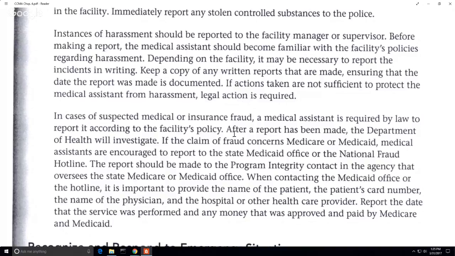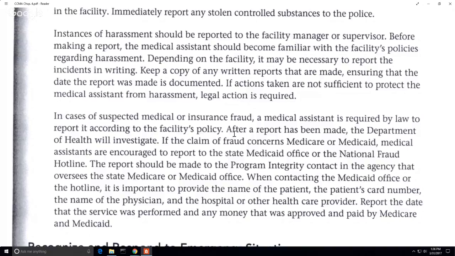In case of suspected medical insurance fraud, a medical assistant is required by law to report it according to the facility policy. After a report has been made, the Department of Health will investigate. If the claim of fraud concerns Medicare or Medicaid, medical assistants are encouraged to report it to the state Medicaid office or the National Fraud Hotline. The report should be made to the program integrity contact in the agency that oversees the state Medicare or Medicaid office.